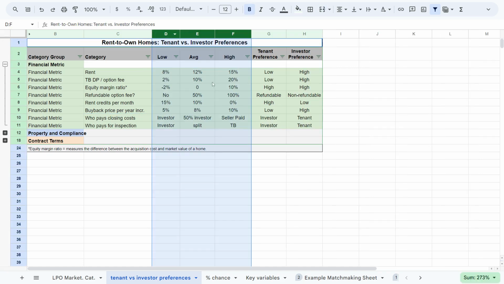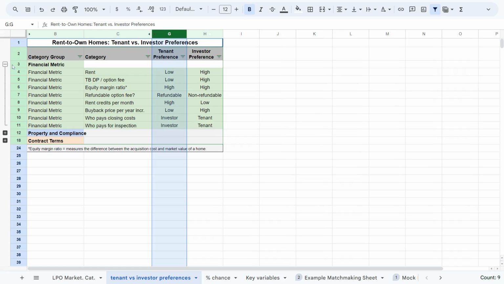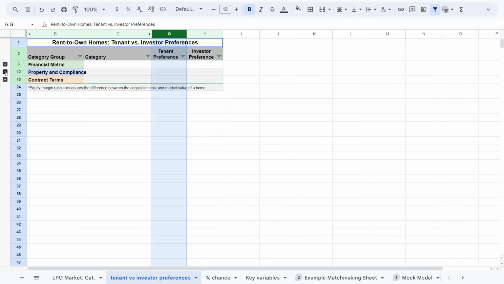And so what we did is we added a few categories of some examples on a rent price. So this is the average rent times 12% divided by the purchase price. So if this is a $200,000 home, this is $2,000 a month in rent. This is roughly $1,500. This is roughly $2,500. How much of a percent down the tenant is putting down? How much of an equity margin? Is it refundable? How much are standard rent credits? So we have a few values here that we can share and look at.